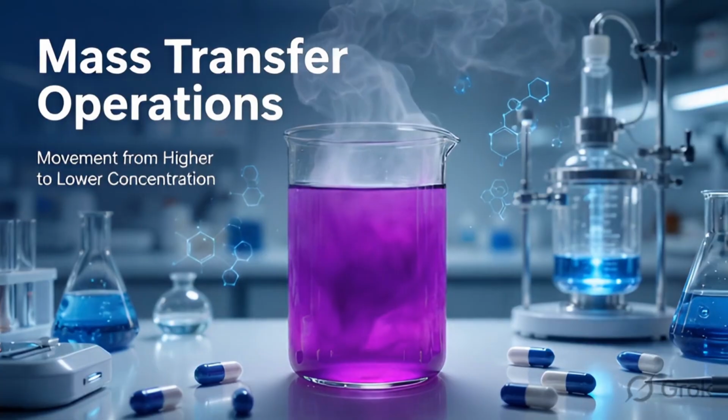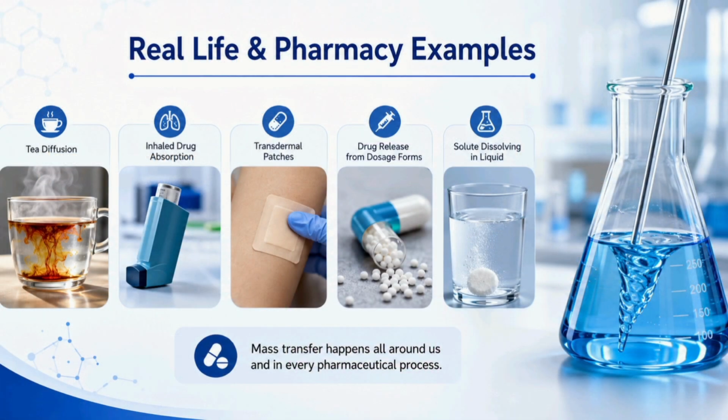Imagine adding sugar into tea. Slowly, the sugar spreads throughout the tea. So, that spreading is simply an example of mass transfer. Similarly, when a perfume smell spreads in a room, it is also mass transfer.